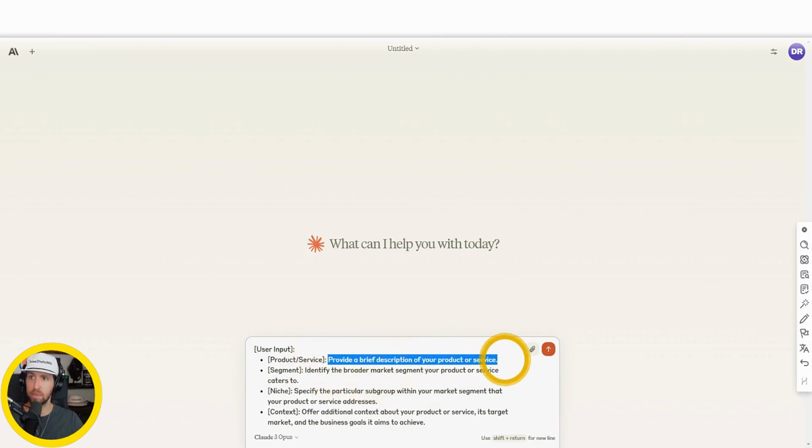Product or service: briefly describe your product or service. So I said we were going to be doing real estate, so we're going to do that. I'm going to say real estate broker. Cool. Now that's the product: luxury real estate broker.